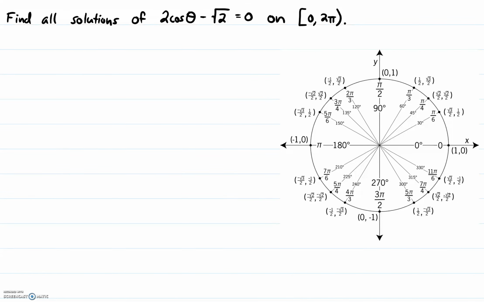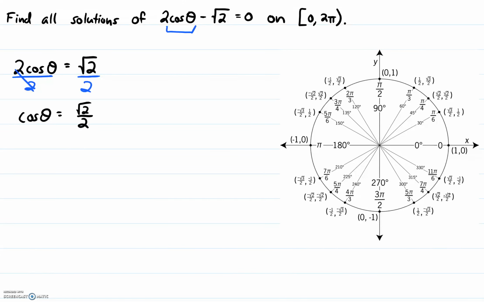What you want to do before you can use the unit circle, in a problem like this, is isolate the trig term first. So what we want to do is get cosine theta all by itself. It's kind of like solving for x in a normal equation. In order to do that, the first thing we're going to do is add the square root of 2 to both sides. That's going to give us 2 cosine theta is equal to the square root of 2. And then to get the cosine theta completely by itself, we can divide both sides by 2. And that's going to give us cosine theta is equal to the square root of 2 over 2.